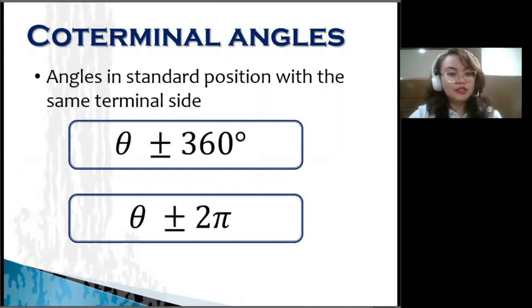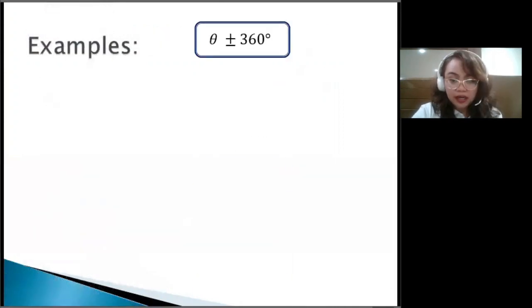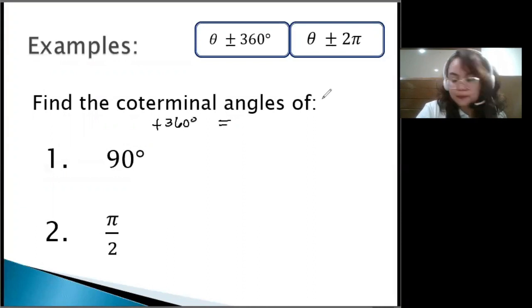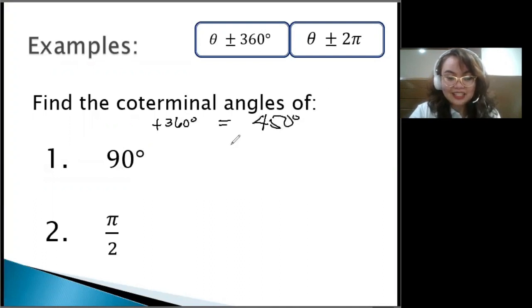Okay, so let's practice. Try muna natin. Item number 1, 90 degrees. To be able to get the coterminal angles, we just first add 360 degrees. So what will we get? 450 degrees. Ayan.